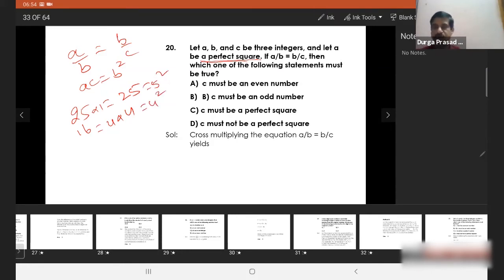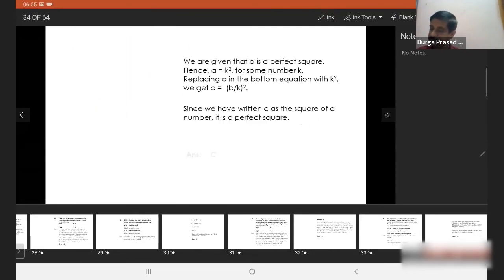Now let us reread all the options given. C must be an even number, not compulsory to be even. Next, C must be an odd number, not necessarily odd. C must be a perfect square. Yes, you see, this is a perfect square and this is a perfect square. Anywhere you take, compulsorily we should get a perfect square. C should be a perfect square. So option C satisfies, right, children? Option C satisfies. Please note it fast.